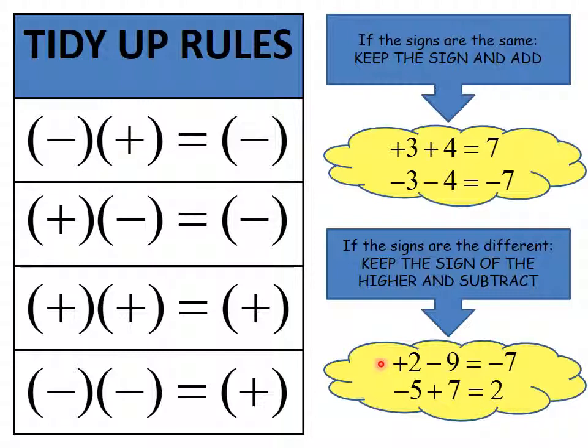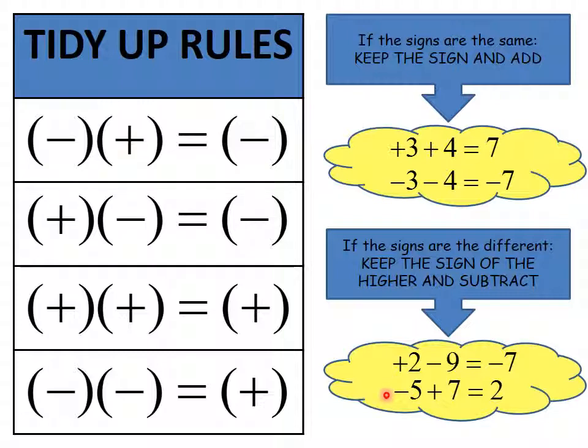So it's a shortcut. If the signs are different, notice with these two, the signs are different, and what we'll do is we'll keep the sign of the higher number. So in this case, with 2 and 9, 9 is a higher number, so that means we keep the negative, and then we just subtract the two numbers. The difference of 2 and 9 is 7, so we'll keep the 7.